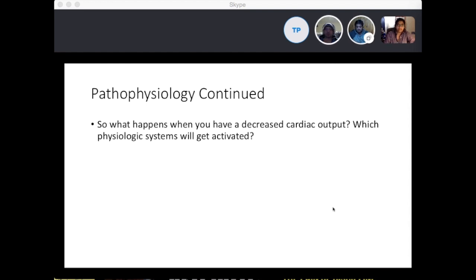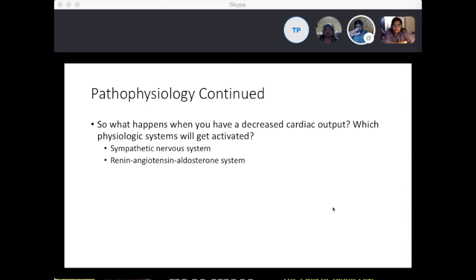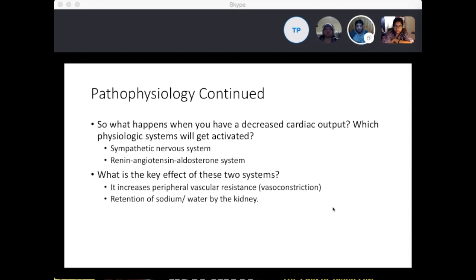Vascular resistance will decrease? It would increase, and I'll explain why. But I was talking about your sympathetic nervous system and renin-angiotensin-aldosterone system. So these two systems will get activated because they sense a low cardiac output, trying to contract. The effect of these two systems is to increase peripheral vascular resistance, so you want to vasoconstrict. And you also want to retain your sodium and water by the kidneys through the renin-aldosterone system.